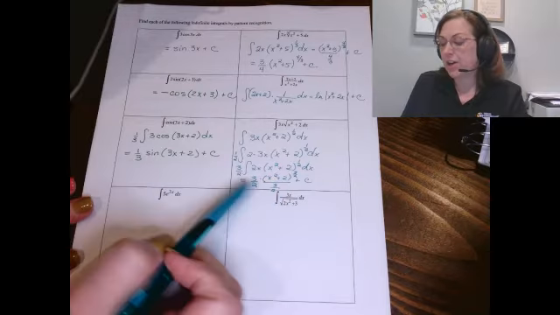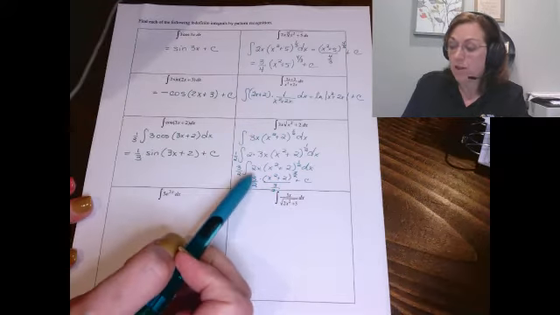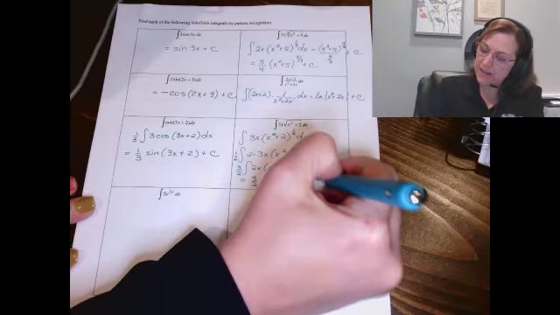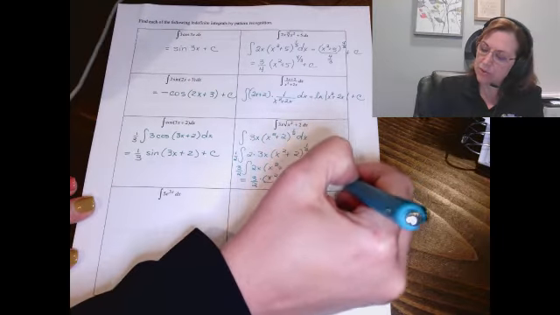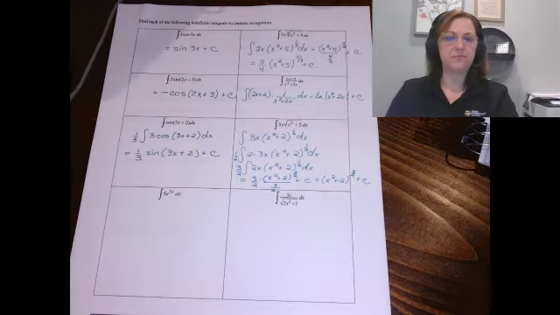Now check out your denominator. 2 times 3/2 is 3. 3 divided by 3 is 1. So this ends up being x squared plus 2 to the 3/2 plus c.